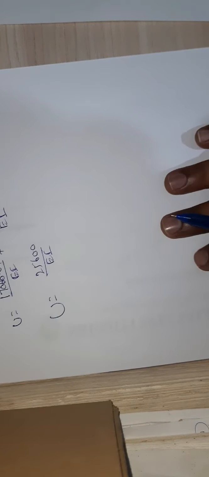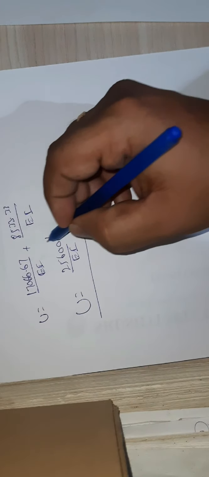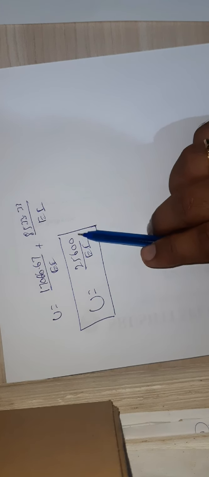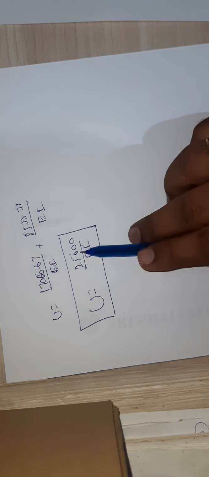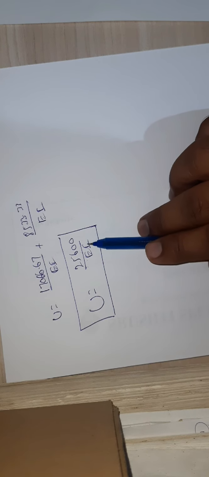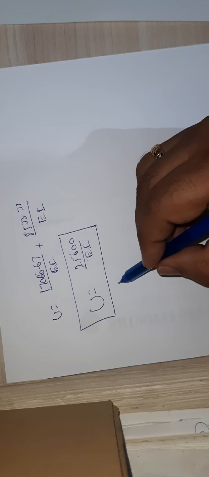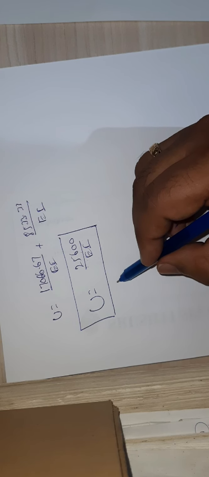Now what is our next step? This is the total strain energy stored in the beam. I calculated the total strain energy stored in the beam: U equals 25600 divided by EI. You know that by using what now? By using the law of conservation of energy.